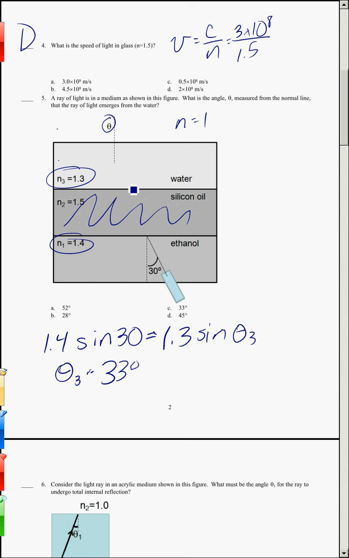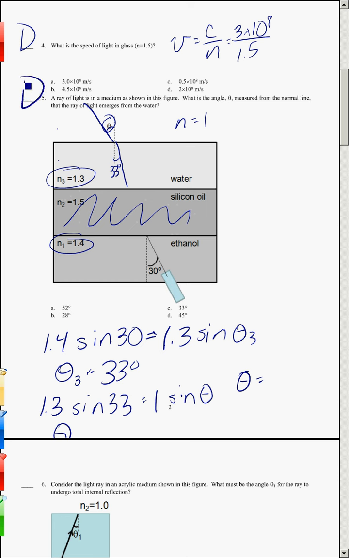That is the ray of light comes here at 33 degrees. But I want to know what is this angle. Alright, so I say N3, that's 1.3 sine of 33 equals 1 sine of theta. I solve for theta. Let me do it over here. And I get 45 degrees. So the answer is D. Theta is equal to 45 degrees.